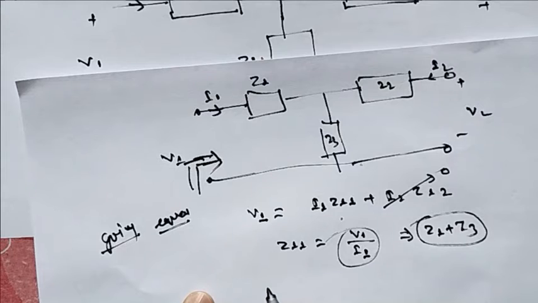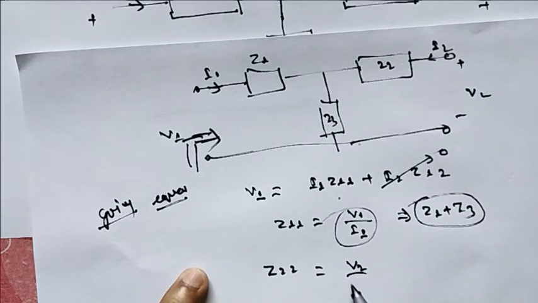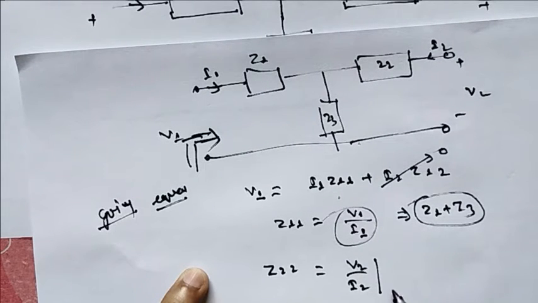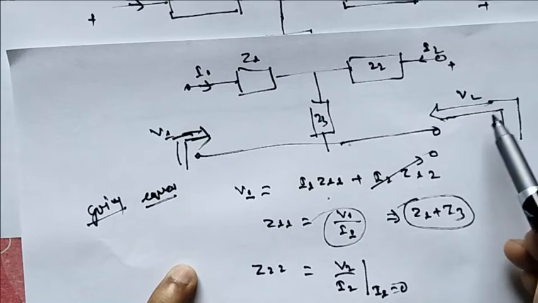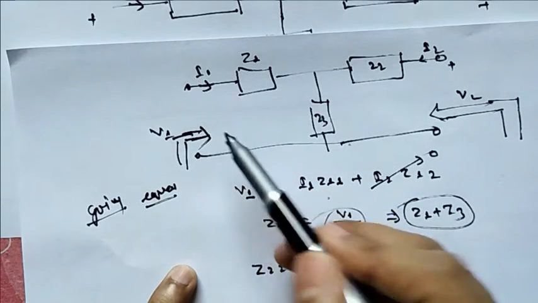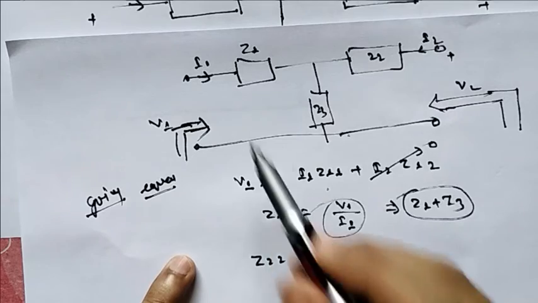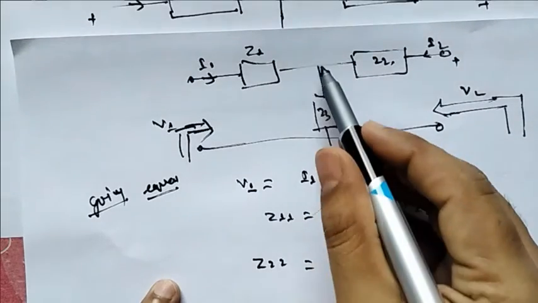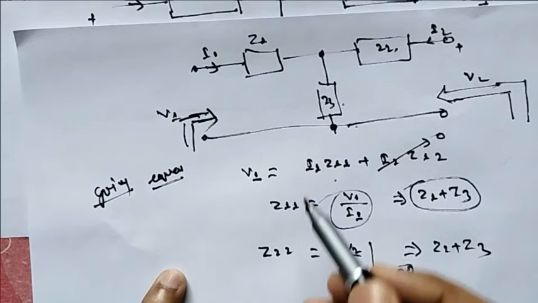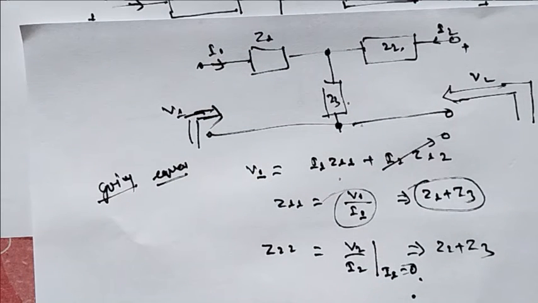Now if you want to find Z22, Z22 will be V2 by I2 by keeping I1 equal to 0. Now for V2 by I2, we need to look at this terminal, and as I1 is 0, the impedance will be the combination of Z2 plus Z3. Now if we want to find Z12 or Z21, because this is reciprocal, Z12 will be equal to Z21.